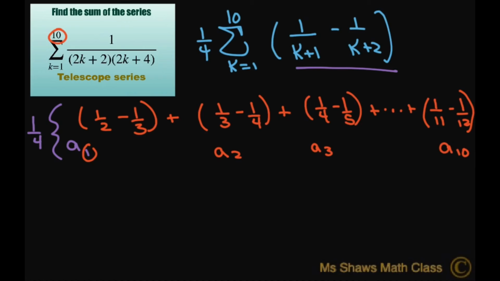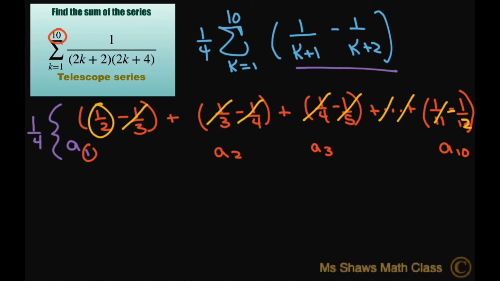All right, now the telescoping part. Remember, telescoping collapses on itself. So basically, what cancels out is these two cancel out, these two cancel out. This is going to cancel out with the next term here, and this is going to cancel out with the term before it. So basically, you're left with 1/2 minus 1/12.